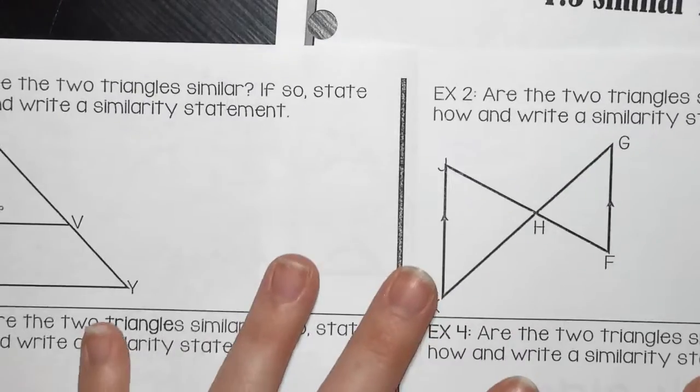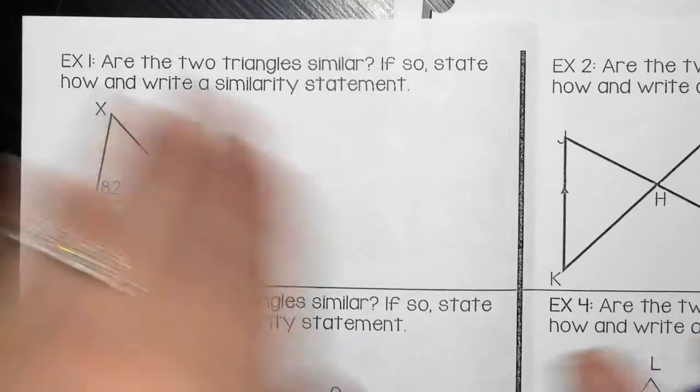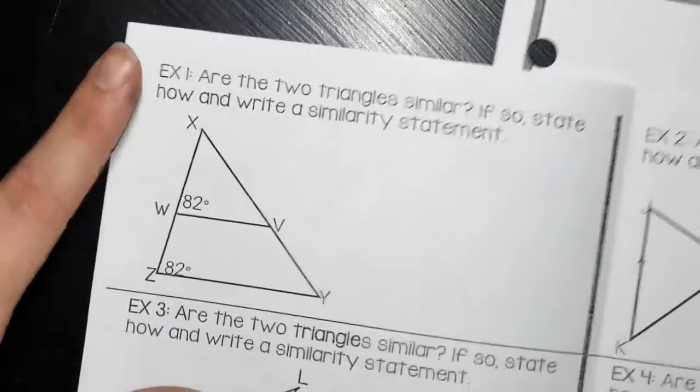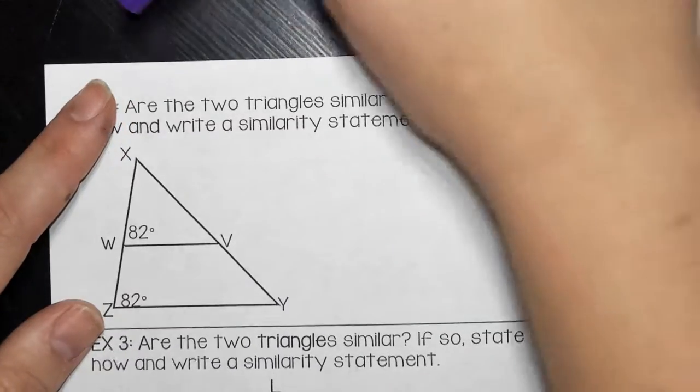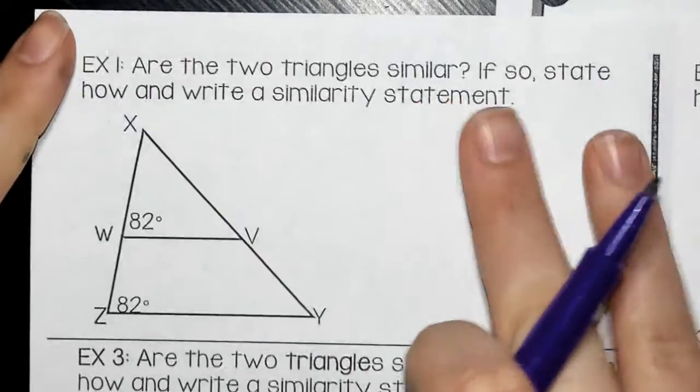Okay? So let's open this up. The first two, what do you think these first two are going to be? AA. Yep. Okay, so are the two triangles similar? If so, state how and write a similarity statement.